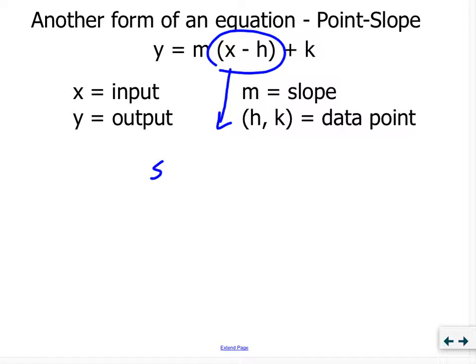And later on, we're going to pay close attention to the fact that in the parentheses here, this thing here is x subtract the value of h. It's not x minus h. Okay, that minus sign has to play the role of a subtraction here. And I'll show you later on what that means.